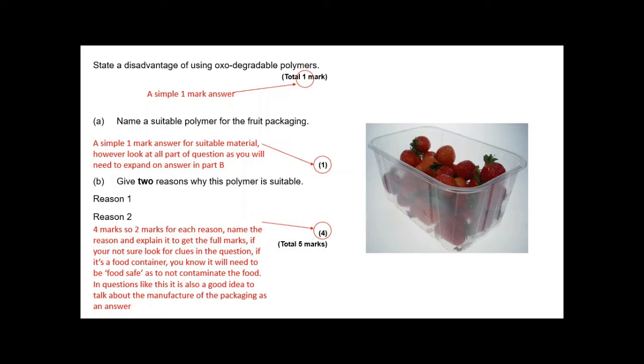That's always the trick when it comes to A-level questions: if you don't know, look for clues in the question it's given you. You know it's going to be a food container, so what kind of properties does a food container need? Well, it needs to be food safe, so not poisoning anyone and not contaminating the food. In questions like this, it's also a good idea to talk about the manufacture of the packaging. It is food safe, so it won't contaminate the food. That's an easy one. But then for manufacturing, you can talk about how it's easy to mass produce because it can be made in, and then you talk about the way that it can be produced.